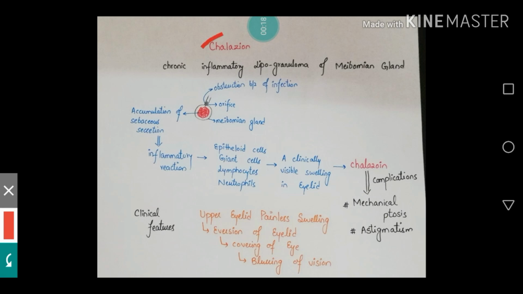So let us talk about Chalazion today. Chalazion is defined as a chronic inflammatory lipogranuloma of meibomian gland. Now let me explain this with a diagram first so that we can have a much better understanding of how it develops and how it presents.